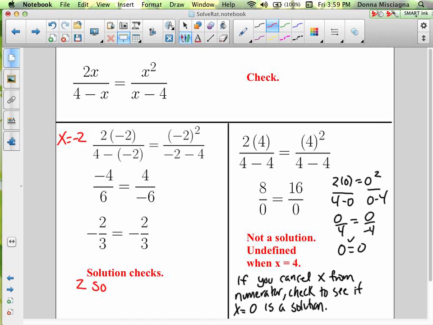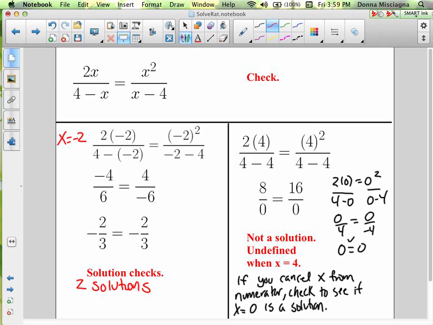And once in a while it happens, and actually it only usually happens with a 0. It won't happen anywhere else. But sometimes if you cancel out the x, the 0 ends up being a solution. So anytime you cancel out an x out of the numerator only, if you cancel out an x from the numerator and denominator, you don't have to worry about it. If you cancel out an x from the denominator, you don't have to worry about it. But if it's from the numerator, once in a while, x equals 0 is a solution.